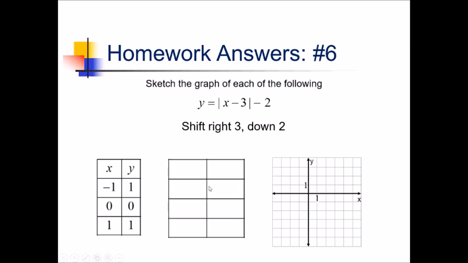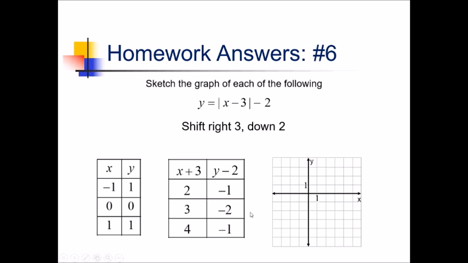Let me set up a new table, and I'll adjust these points according to those transformations. So right 3 means that I have to add 3 to all my x values. And down 2 means I have to subtract 2 from all my y values. So adding 3 to the x values, this negative 1 becomes a 2, 0 becomes a 3, and then 1 plus 3 is 4. Subtracting 2 from our y values, we have 1 minus 2, which is negative 1. 0 minus 2 is negative 2. 1 minus 2 is again negative 1.